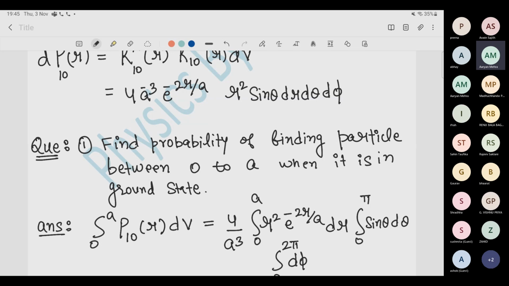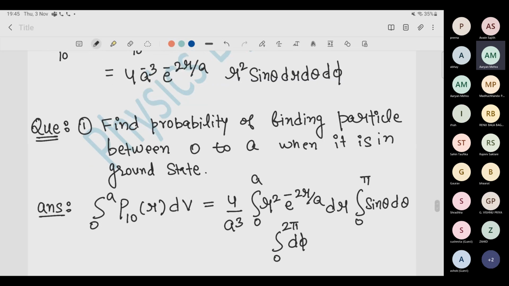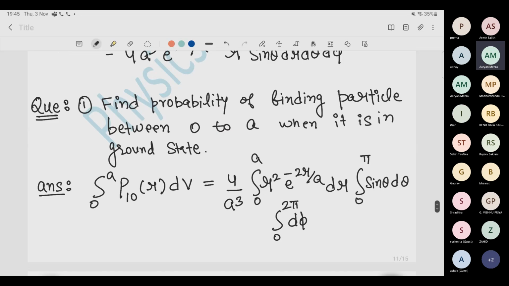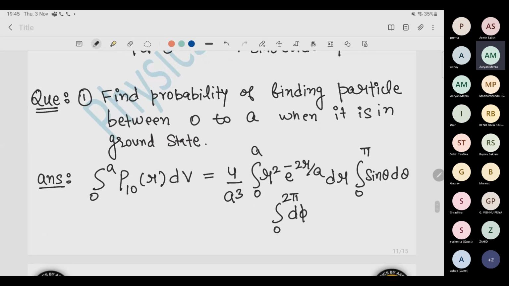After these 3 questions, I will be closing the session because these 3 questions will summarize everything we have done today. So question number 1: your hydrogen atom is in ground state. Can you tell me what ground state means? What is the n for ground state? n equals 1, and l is 0. So your electron is in 1,0.